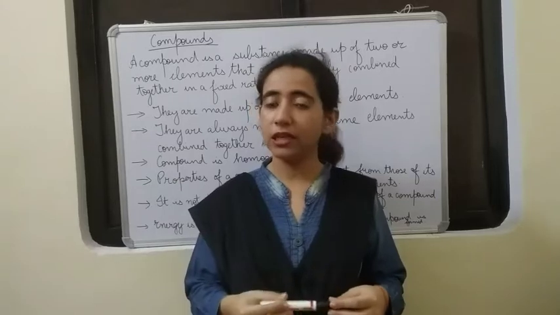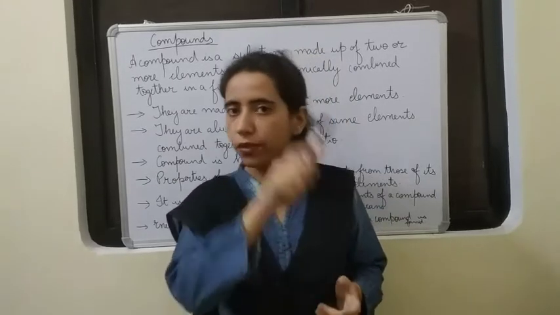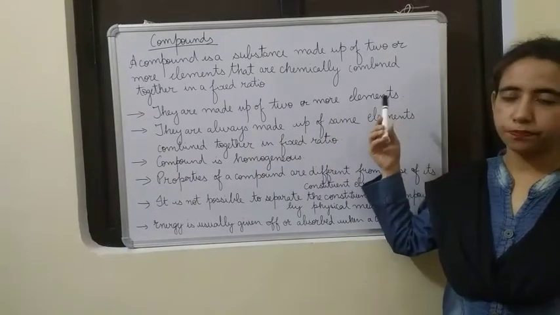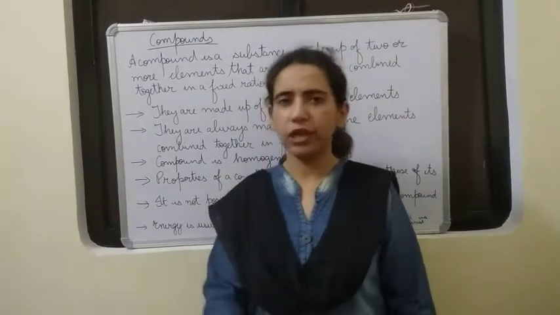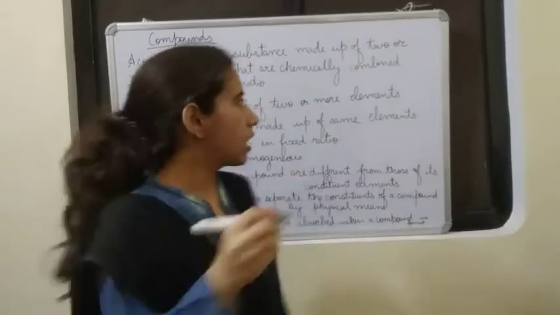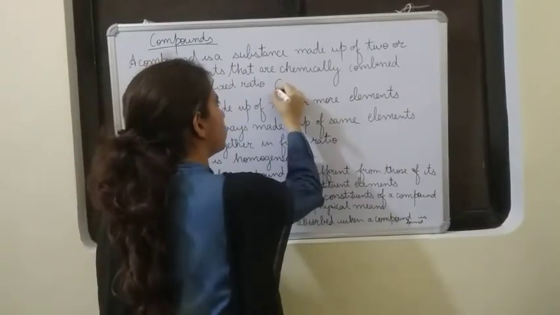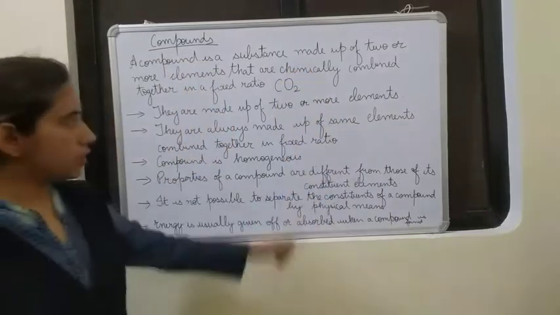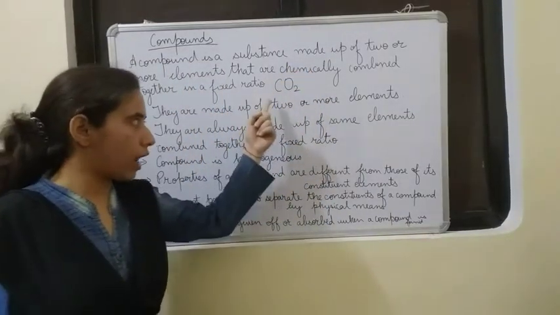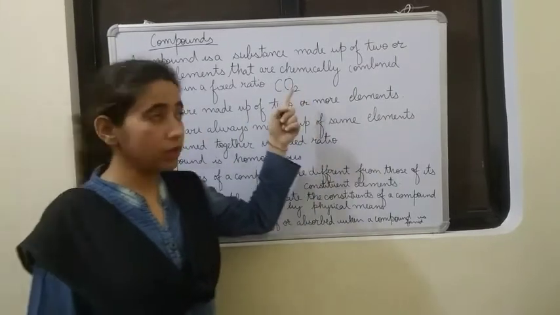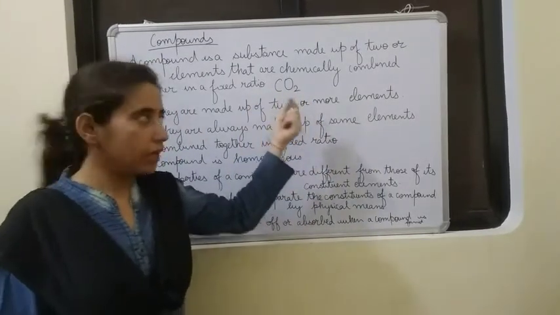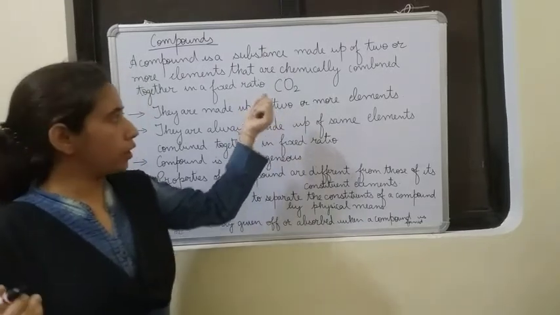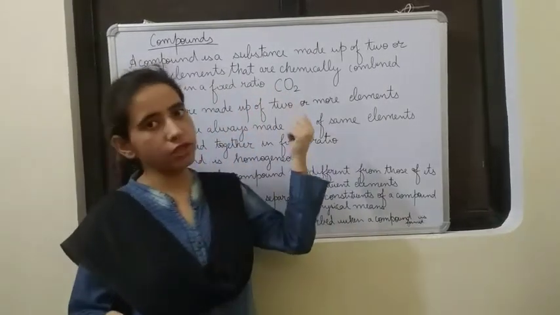Okay, so let us see the characteristics of compounds. The first one is they are made up of two or more elements. We can understand this point with the help of examples, like carbon dioxide is a compound. CO2 is its formula. That means it is formed by the combination of carbon and oxygen. So you see different elements are there. Carbon is one atom of carbon element and oxygen is one atom of oxygen element.